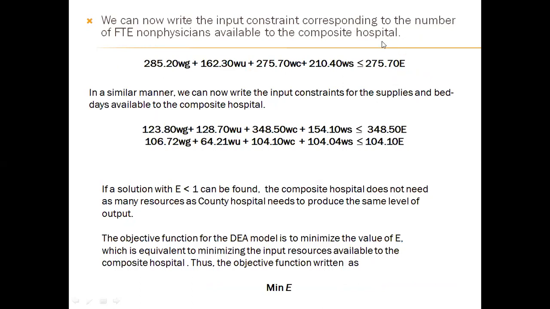Okay, and then in a similar manner, we can now write the input constraints for the supplies and bed days available to the composite hospital. So the same drill. A while ago, we have here 275.70, and then over to the 275.70E for the composite hospital. And in a similar manner, 123.80 WG plus 128.70 WU plus 348.50 WC plus 154.10 WS is less than or equal to 348.50 E.